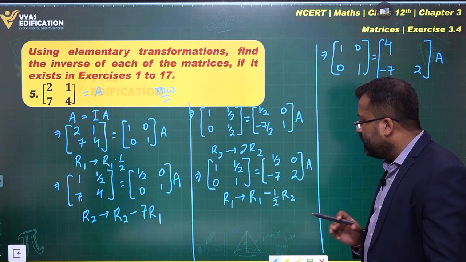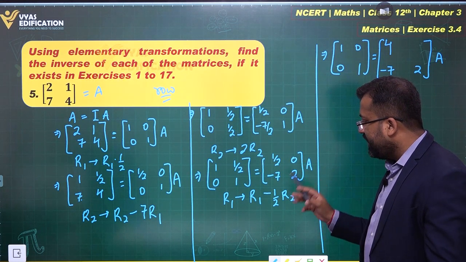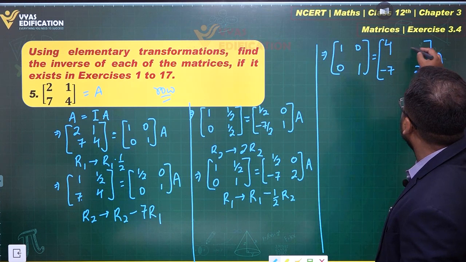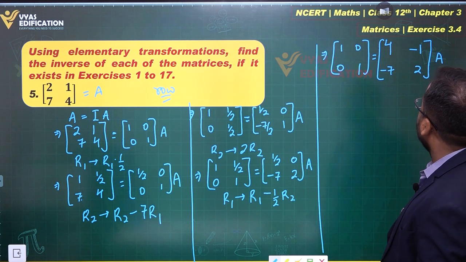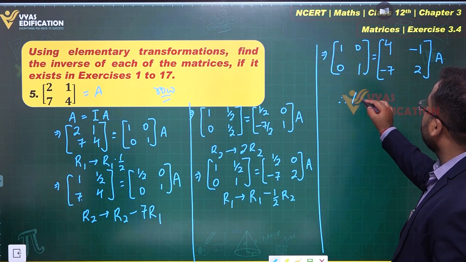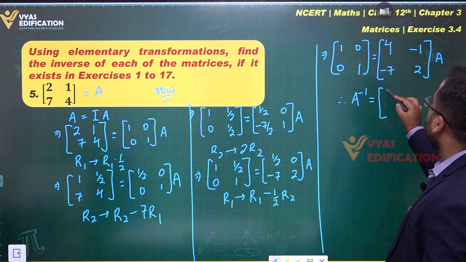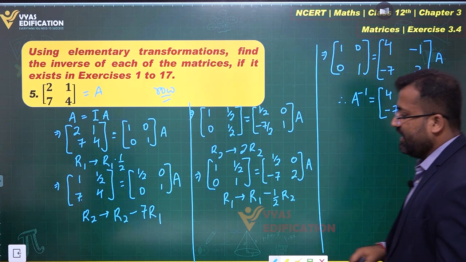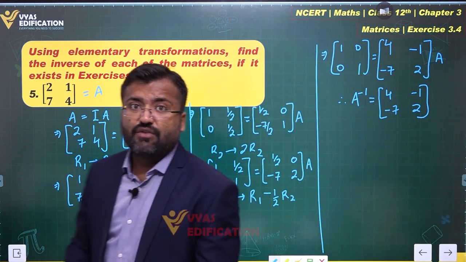0 minus 1 by 2 times 2. 0 minus 2 times 1 by 2. 2 times 1 by 2 is 1. 0 minus 1 would be minus 1 over here. This is what I get. And therefore, A inverse is this matrix. 4, minus 1, minus 7, 2. This is my A inverse. This is the answer for A inverse, right?